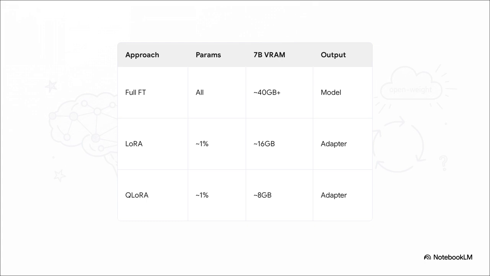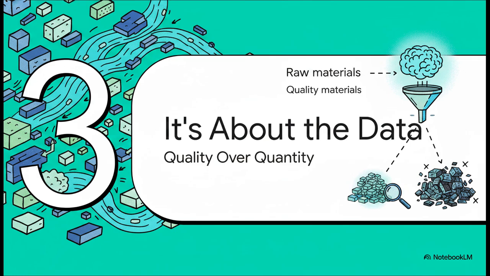But the undisputed absolute default for 2026 is QLoRA, quantized LoRA. By quantizing the base model down to 4-bit precision during training, you can actually fine-tune a 7B model on just 8 gigabytes of VRAM. Guys, that is consumer GPU territory. And the output is just this tiny little adapter file, usually around 100 megabytes, that you swap in and out. For sure, start with QLoRA. Only escalate to LoRA or full fine-tuning if you hit a hard quality ceiling. Which brings us to section 3. It's all about the data.